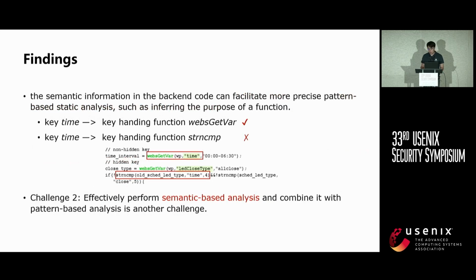However, code patterns still bring some false positives. For example, in the following code, 2 key handling functions can be identified based on the key extracted from the front end, but one of them is obviously wrong. It's a string compare. The main reason for false positives is the lack of semantic information in the code. So the second challenge is to combine the semantic information for analysis.